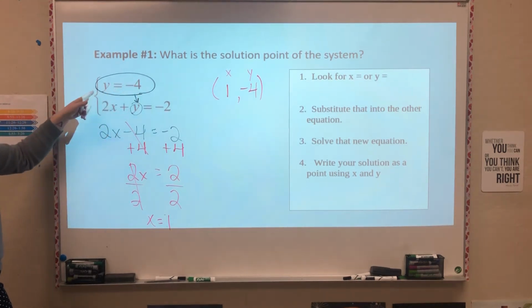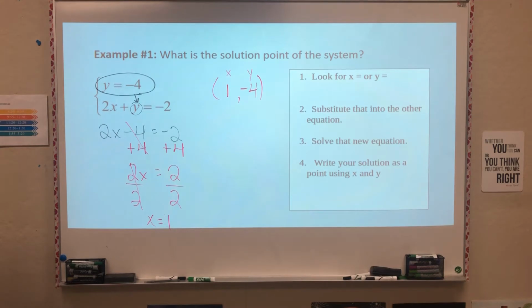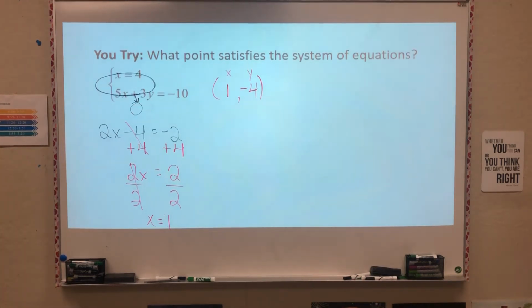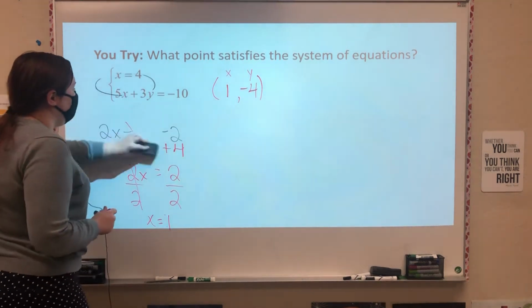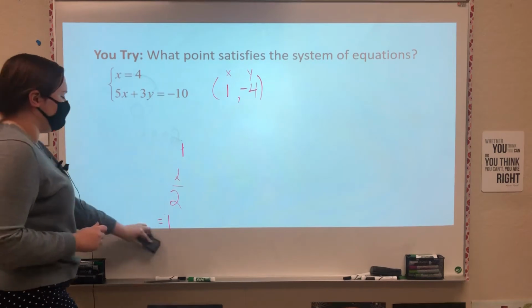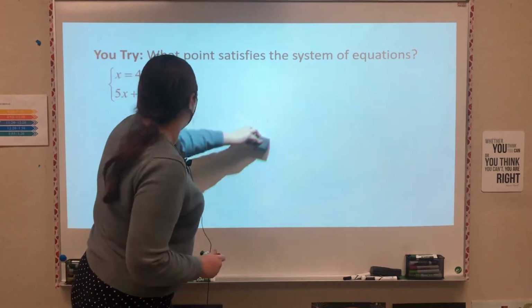Now this one was nice because it already said y equals -4. Do you think all equations are going to look like that? No, of course not. That's just where we're starting. Questions on what we did here? Okay. There is one on the back of that paper that looks like this, similar to the one you just did with me. Do you want to try this one? Okay.